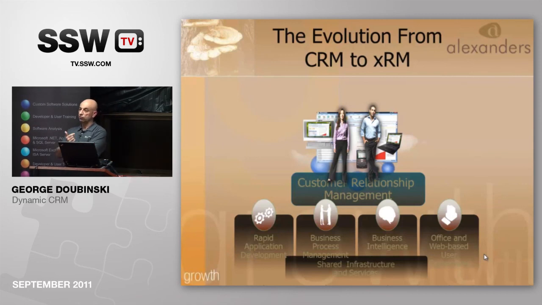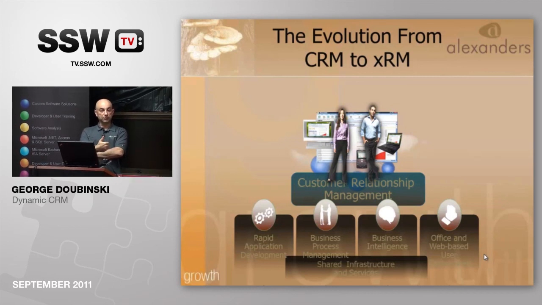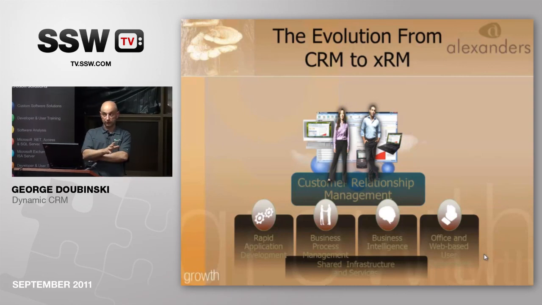It runs on the workflow foundation, so you can manage your business processes very, very effectively. You can provide reporting services, sit on top of CRM and can provide you insight with business intelligence. Office and web-based user applications. 2011 integrates with Microsoft Outlook as a first-class citizen, so you can bring in CRM data, you can filter them as you would Outlook data.